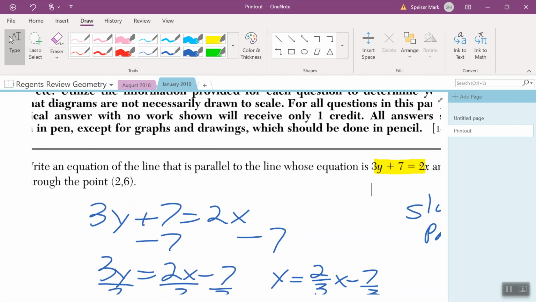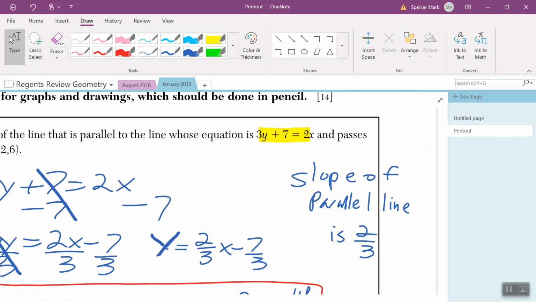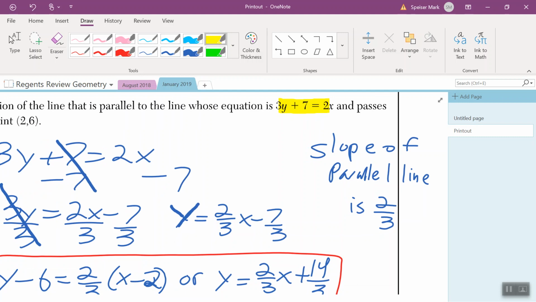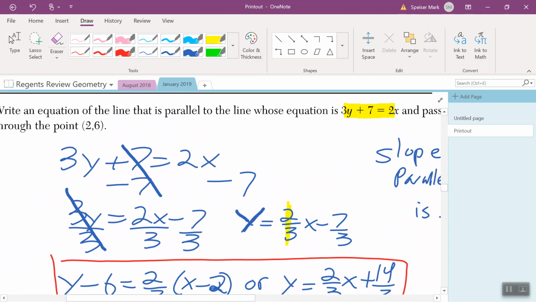So you first solve for y. You subtract 7 on both sides, and you get 2x minus 7 equals 3y. Divide by 3. Make sure to divide everything by 3. So you get y equals 2/3 x minus 7/3, meaning your slope of the parallel line is also 2/3 since they have the same slope. In point slope form, plug in the point using opposite signs.